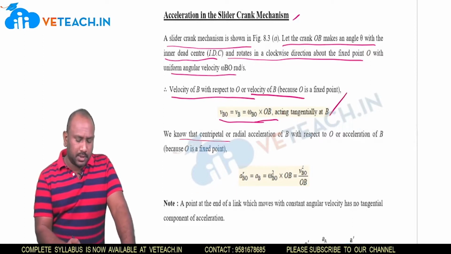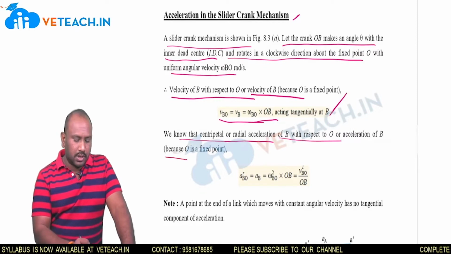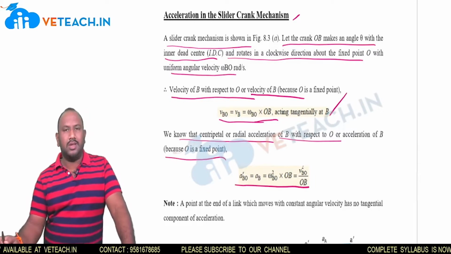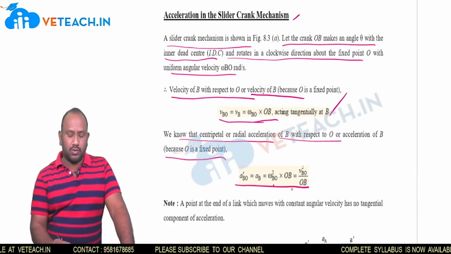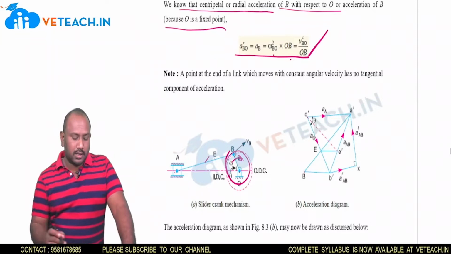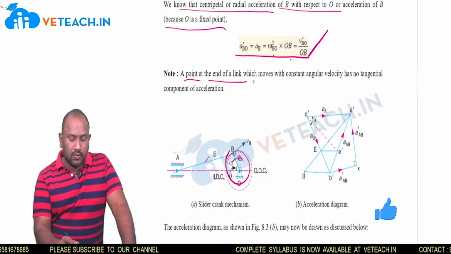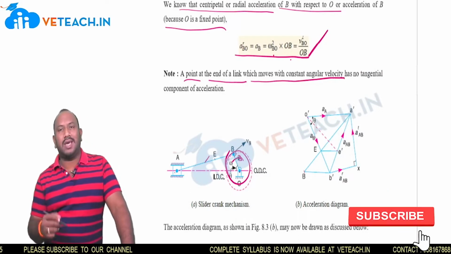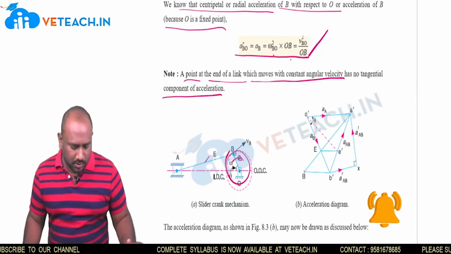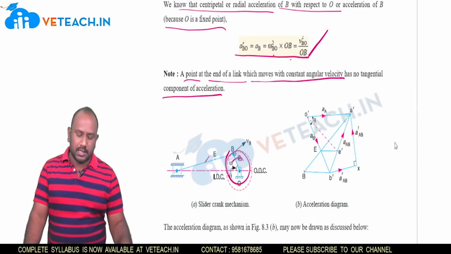We know that the centripetal or radial acceleration of B with respect to O, or acceleration of B, because O is a fixed point, is a BO equal to a B equal to omega square BO into OB, which we write as V square BO by OB. Here we need to consider one more point: a point at the end of a link which moves with a constant angular velocity has no tangential component of acceleration. That is a point we need to remember while drawing the acceleration diagram for the slider crank mechanism.